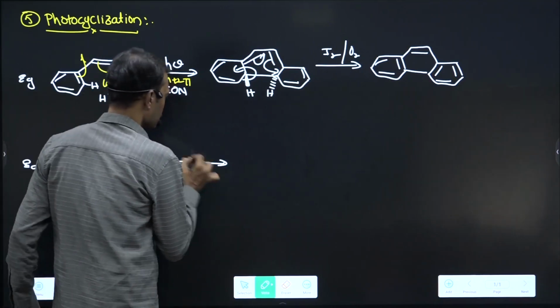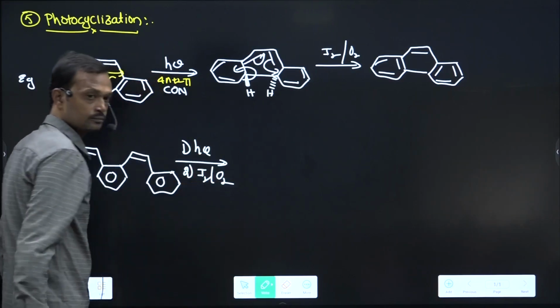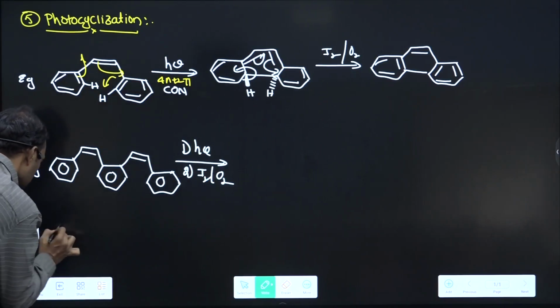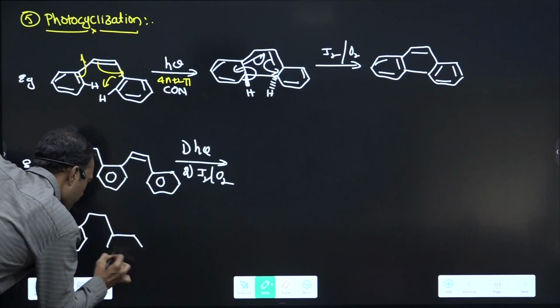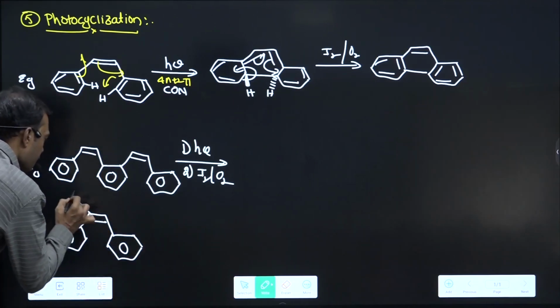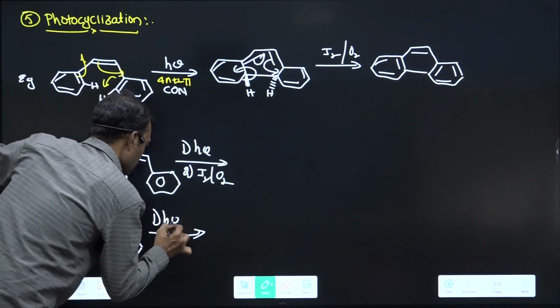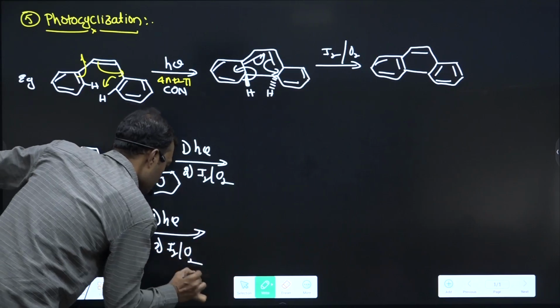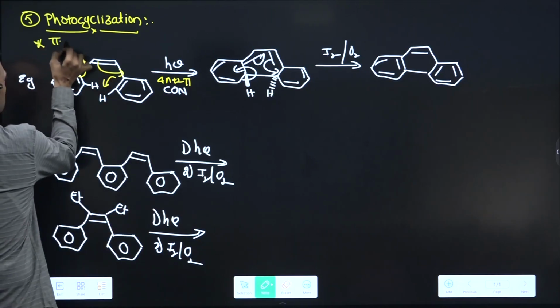So they will give it like this. That is first photochemical, second one iodine under oxygen. This is ethyl and here it is ethyl. Photochemical, iodine in presence of oxygen. So this is a common reaction for benzene, cyclization, benzene substitution with the help of benzene. The reaction excited state is pi to pi star singlet only.